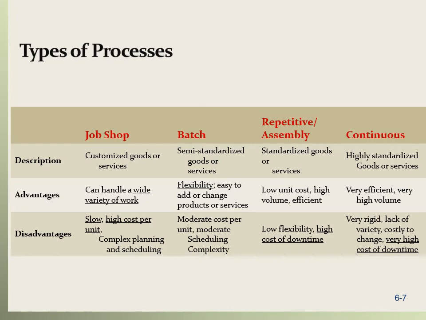So every part of this assembly line, if it actually broke down, it's going to stop the whole process. And at the end of the spectrum, we have the continuous process type, which is suitable for highly standardized goods and services. It's very efficient and very high volume. On the other hand, its disadvantage is that it's very rigid. It's for highly standardized product. There is not much flexibility or variety here. And it's costly to change and also very high cost of downtime here as well.